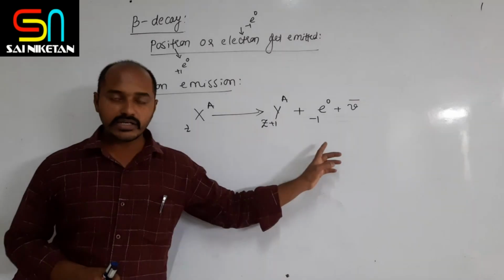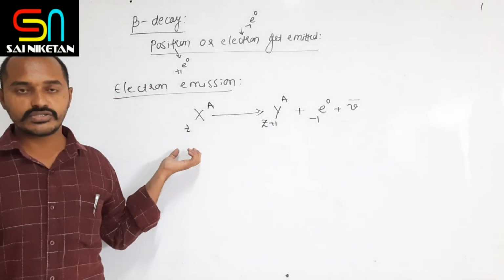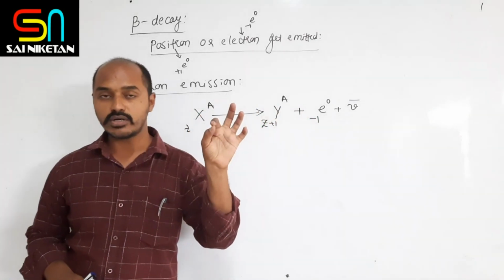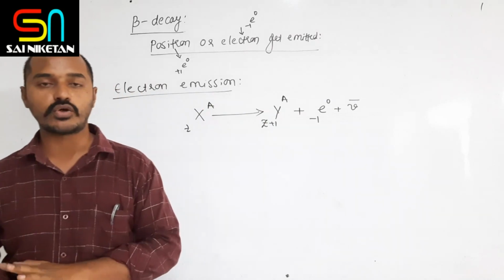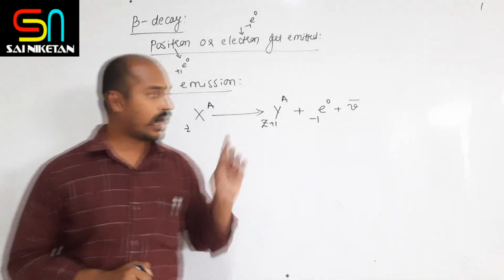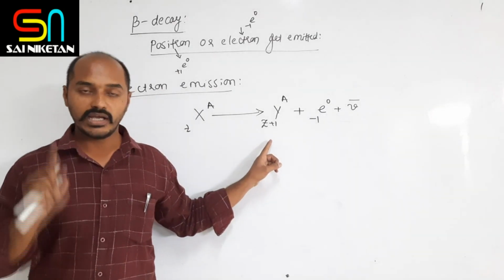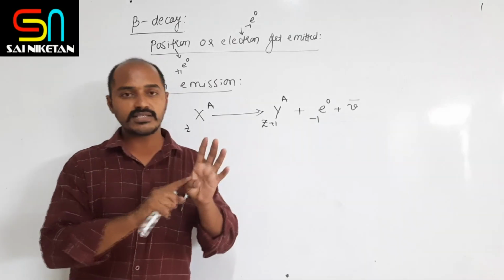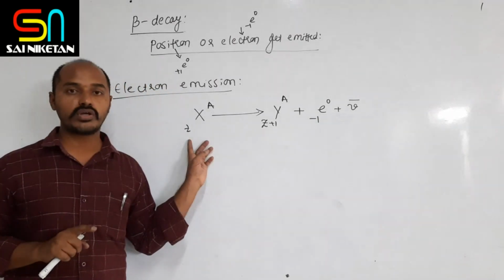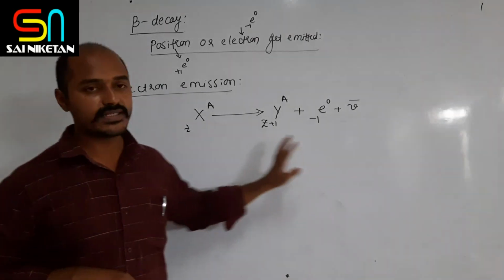If an electron is emitted from the nucleus, will A change again? A doesn't change. A means the mass number. Mass number does not change, but the atomic number, or proton number, is increased by one. So this is our basic equation for this.